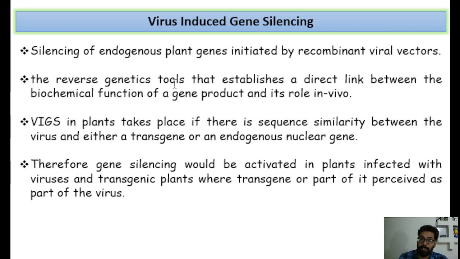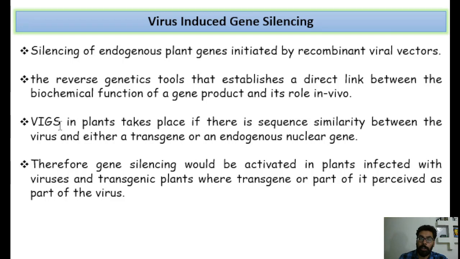It is a reverse genetic tool, as we know, because it is establishing a direct link between the biochemical function of a gene product, that is a protein, and its role in in vivo systems. It is a transient system for characterization of any gene, whereas RNAi was the permanent type of solution, where we have to create the transgenic. In virus-induced gene silencing, we don't need to create the transgenics.